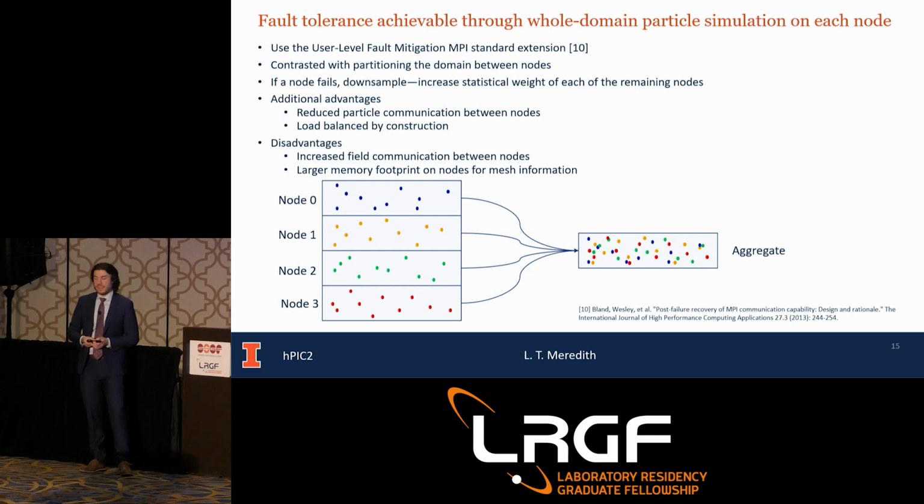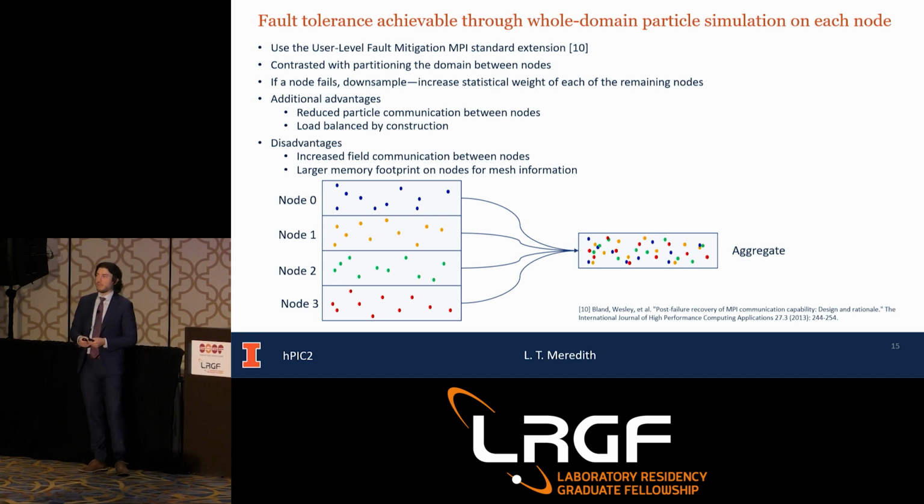So the typical way that PIC simulations are distributed on large clusters is that the domain is partitioned into non-overlapping subdomains, and each compute node is assigned one of these subdomains and is responsible for the particles on that subdomain. But the problem is that if one of the compute nodes fails, then you lose all of the information about the plasma in that subdomain, and you have to restart from whatever your last checkpoint was or from the beginning if you don't have any checkpoints.